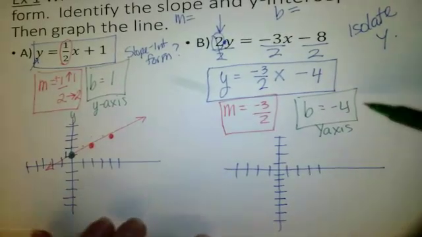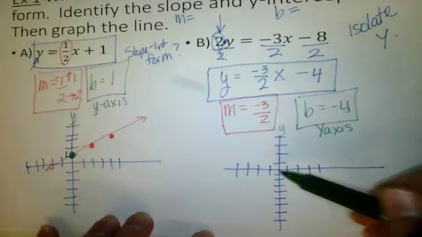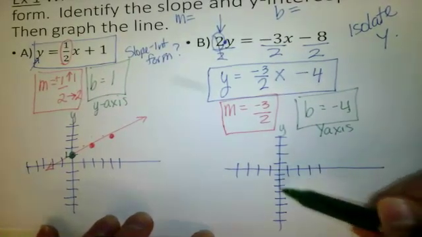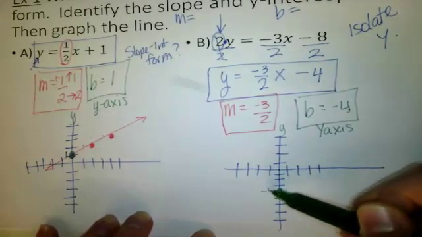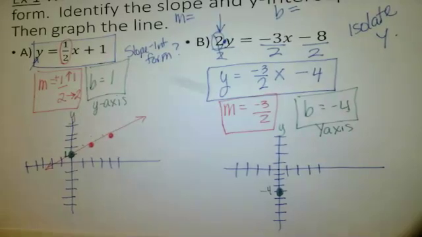So I want to begin on the y-axis at negative 4. So I'm at the 0, negative 1, negative 2, negative 3. Right there is negative 4. I'm going to put a nice big dot so I know where to start. And I've seen so many students that don't ever put a dot there. Make a big dot so you know where to begin. Don't be shy. Make it visible.